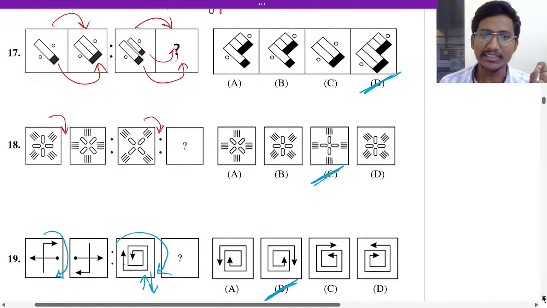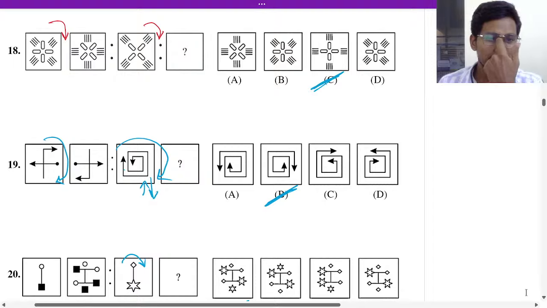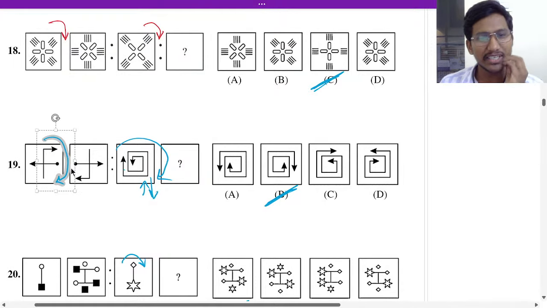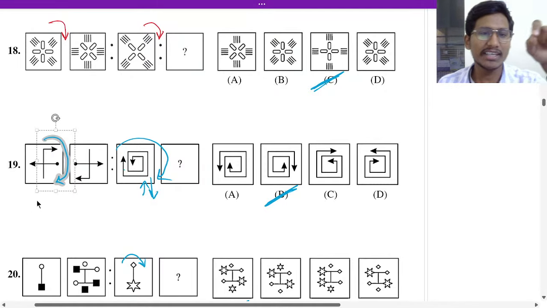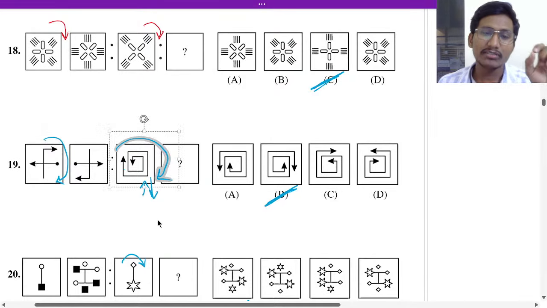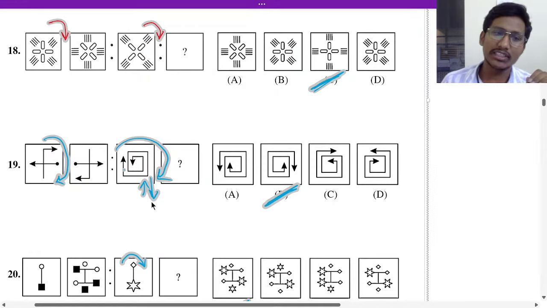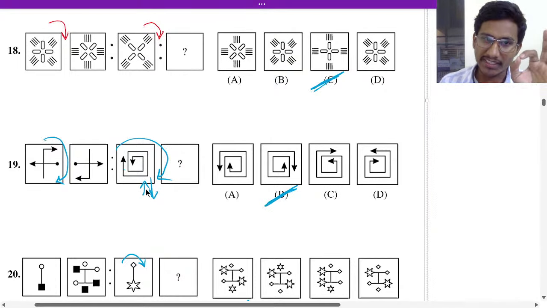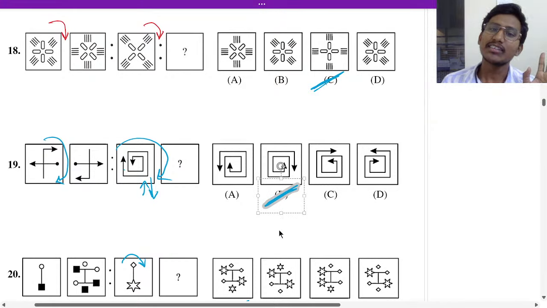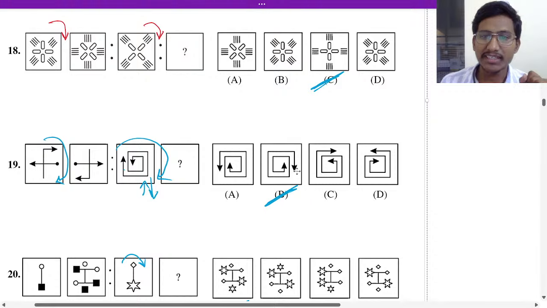Now the 19th here. What is the 19th answer? So same, you have to just rotate this, and this arrow will point this side. If you rotate it, this will come in the right side corner. This right side corner is in option B. Option B will be the answer, not A.